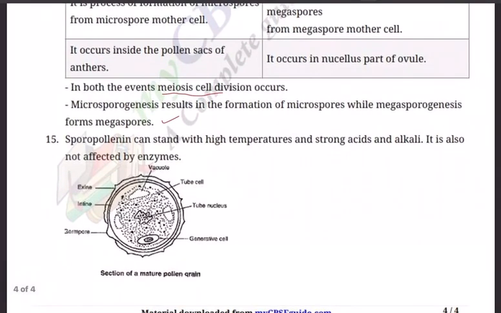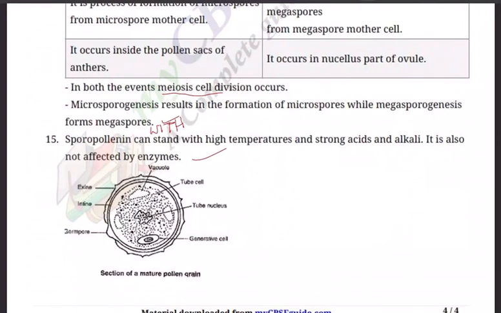Last question, again repeatedly asked. Sporopollenin can withstand high temperatures and strong acids and alkali. It is also not affected by enzymes. That much strong. You just write withstand. Not stand, can withstand. Okay.